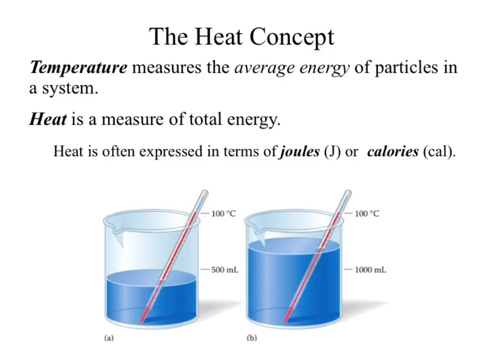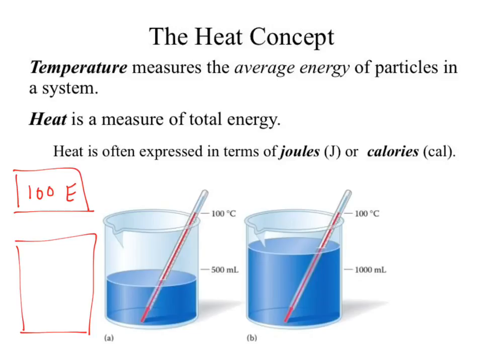We had two systems. In one system, I said we had one particle and it had an energy of 100 energy units. In the other system, we said we had two particles, one at 50 energy units and the other one at 150 energy units. Our temperature for both of these is 100. What is our heat? 100 and 200. So heat measures all of the energy within the system, not just the average energy.